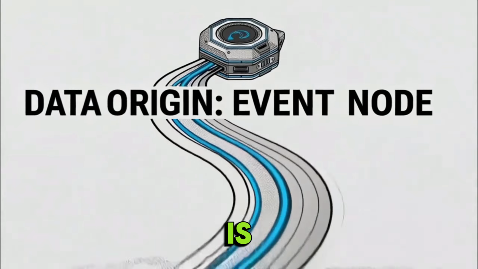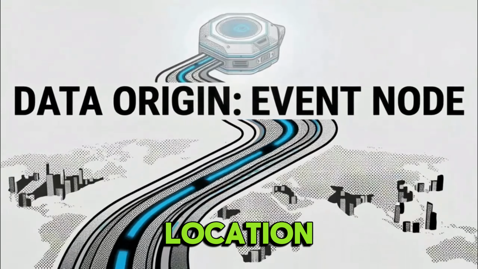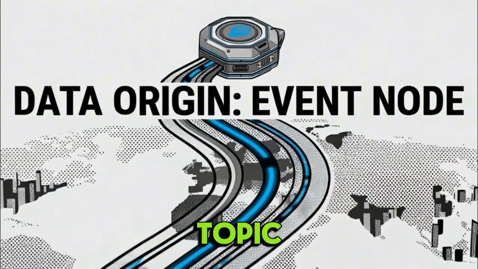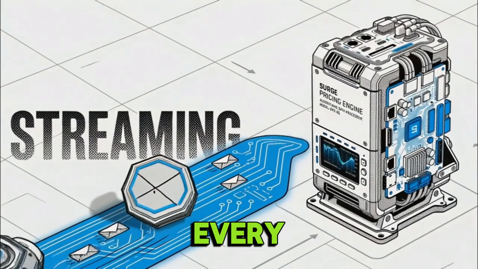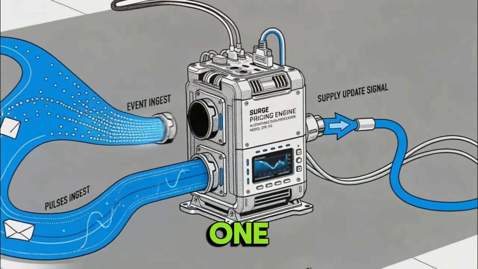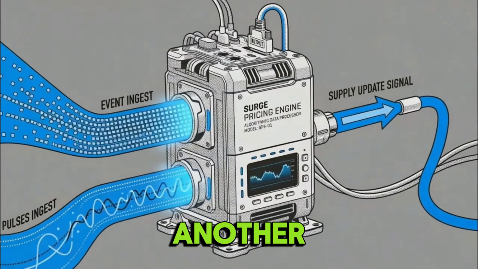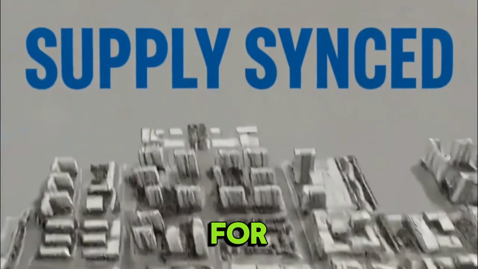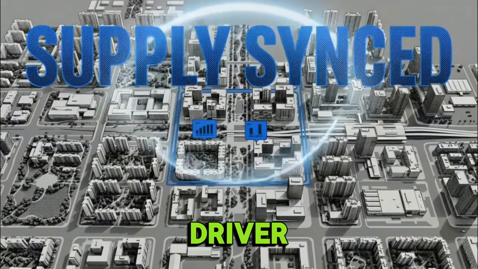The first is the driver.location.updates topic we already covered. Every location event tells the surge engine that a driver has moved from one geographic zone to another. The engine updates the supply count for the zone the driver left and the zone the driver entered.